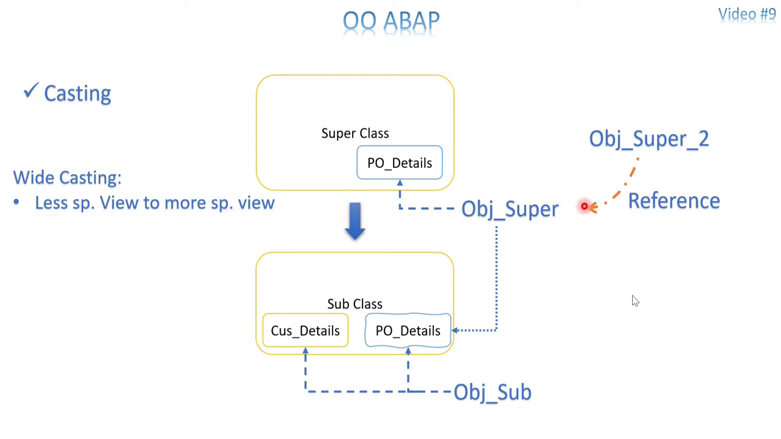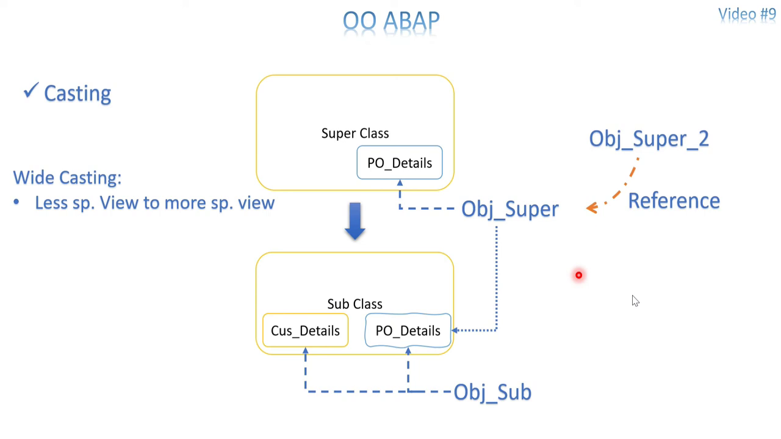That's why we call it wide casting. So less methods and attributes and more methods and attributes. So clear? So this is called wide casting. The basic idea is, if you want to perform a wide casting, make sure you have done the narrow casting already.